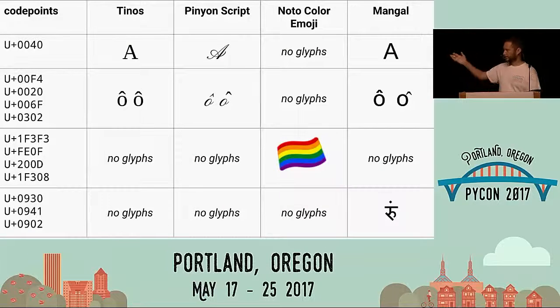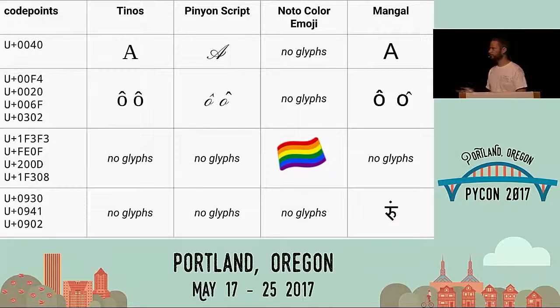Here we have some actual glyphs now, finally. Each row is the exact same sequence of code points. Each column is a font. As you can see, rendering is not perfect on the Pinyin script one, also Mengal. The accents aren't always put in the right place. And more obviously, most fonts don't have glyphs for most characters.